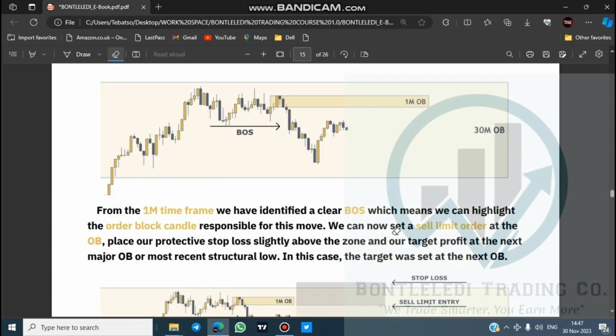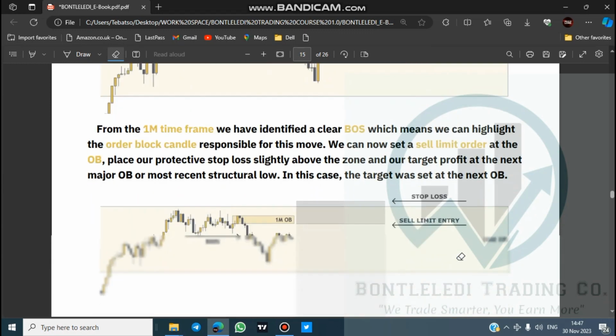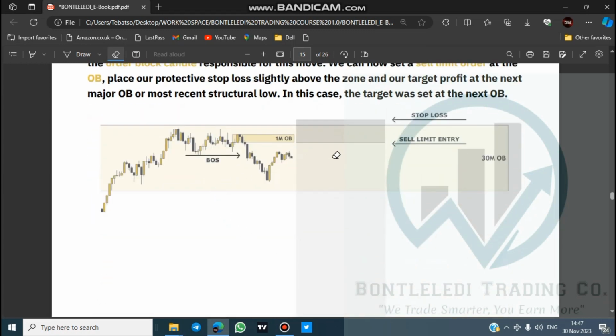So we can now set a sell limit at the order block. Place our protective stop loss slightly above the zone, and our target profit at the next major order block or most recent structural low. In this case, this was going to happen. The next target was set for the next order block. So you see this example, we identify this, and you see where we place our stop loss.